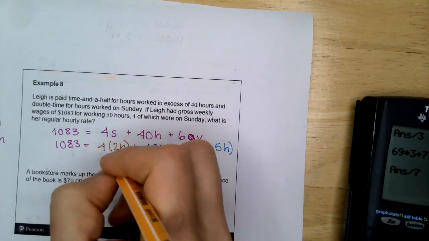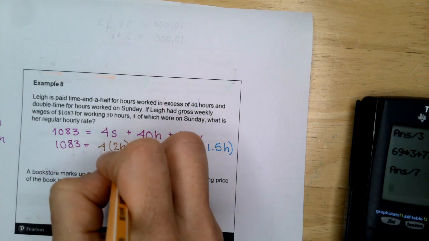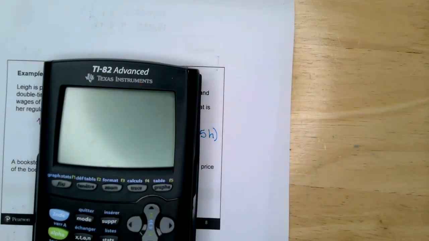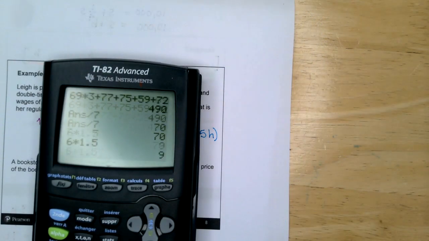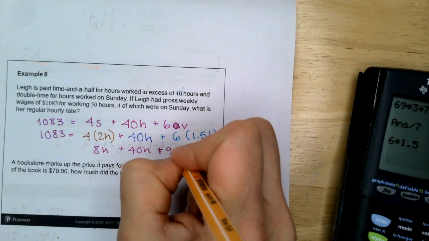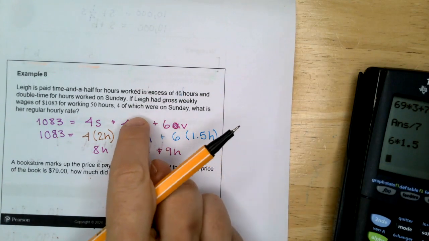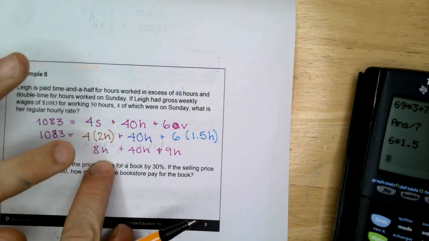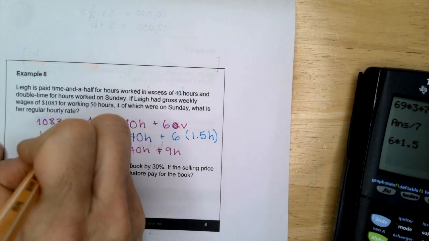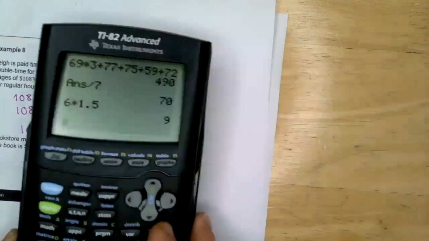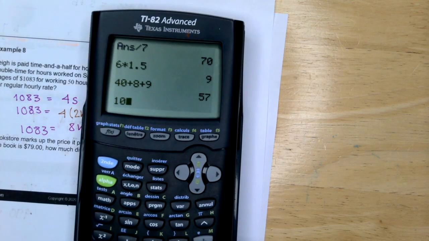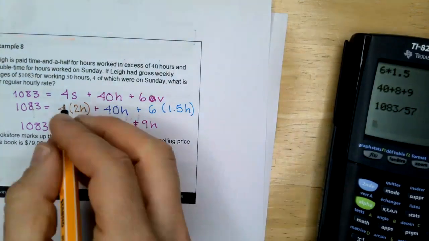Now we can just combine like terms. Let's get rid of the parentheses. 4 times 2 is 8H, 40H, and 6 times 1.5, 9H. So you see how we can translate her overtime hours into hours, her hours into hours, and her Sunday hours into hours. You have a different number than you actually worked, but that's how much they paid you to work. Good? Combine like terms. 8 plus 40 plus 9 is 57, and then just take that 1083 and divide by 57, and you get $19 an hour.